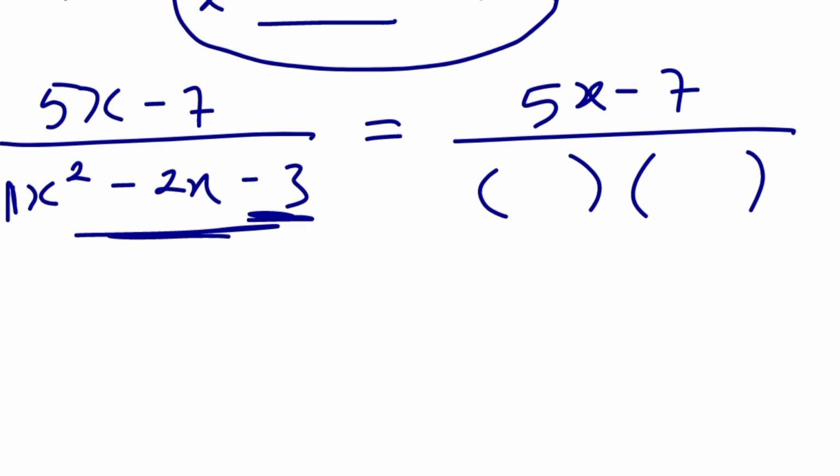1 times negative 3 is what? Negative 3. So what value are we going to multiply that is going to give us negative 3? And also, when we add or subtract, it's going to give us negative 2x, right?